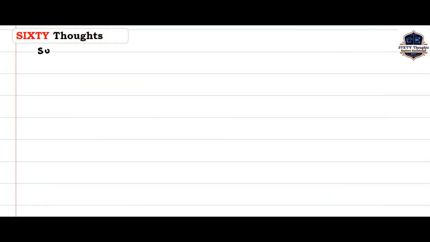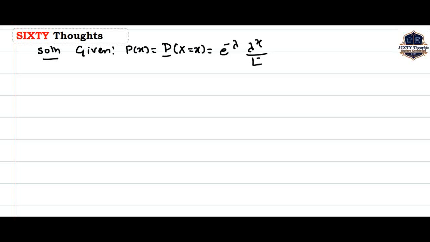So, the solution. What is given? The Poisson distribution is given: small p of x equal to probability of capital X equal to small x, that is equal to e power minus lambda lambda power x by x factorial, where x varies over 0, 1, 2, and so on up to infinity. This is our given statement. Step number one is to find the moment generating function of a Poisson random variable capital X.